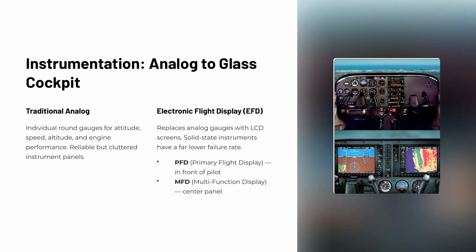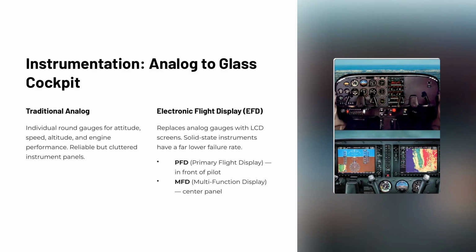Modern aircraft now use electronic flight displays, or EFDs, which replace those individual analog gauges with large LCD screens. One major advantage of these solid-state instruments is their dramatically lower failure rate compared to the mechanical gyroscopes and moving parts found in traditional gauges. In a glass cockpit, you'll typically find two primary displays.